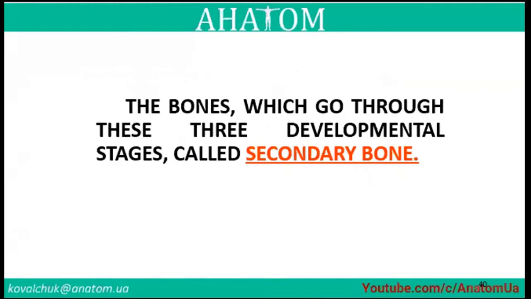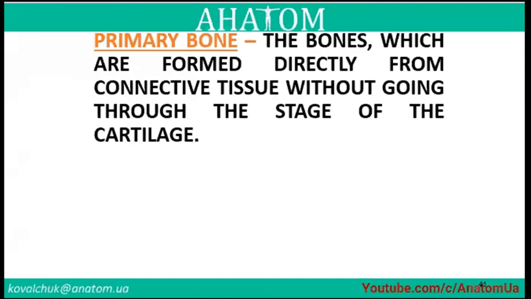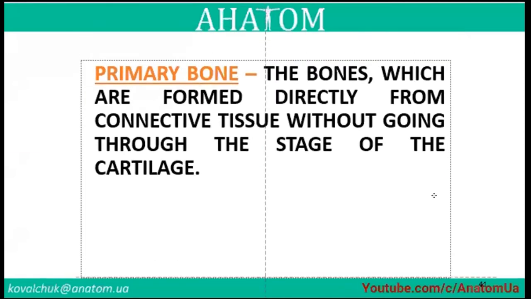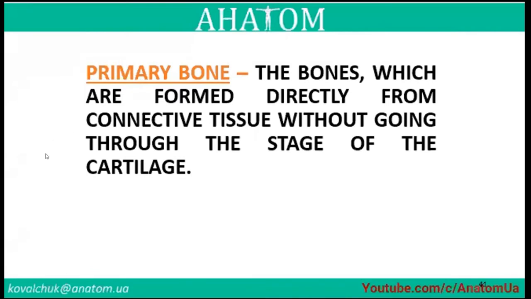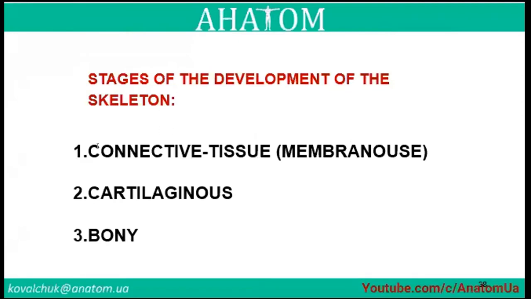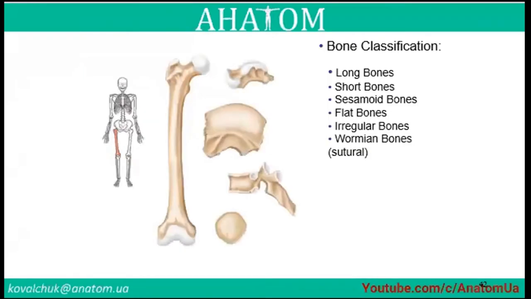The bones which go through these three development stages are called secondary bones. If there are three stages, it's a secondary bone. Primary bones are the bones formed directly from connective tissue without going through the cartilage stage: first connective, next bony. Next, the bone classification: long, short, sesamoid, flat, irregular, and sartorial.